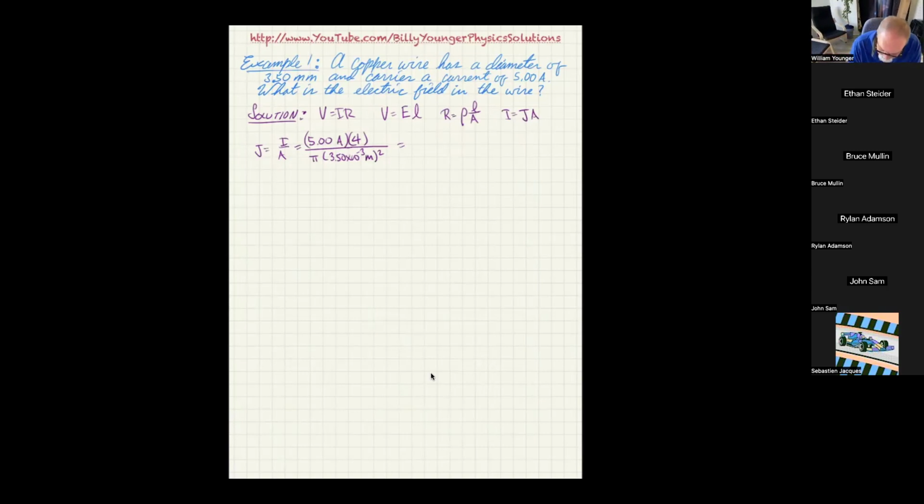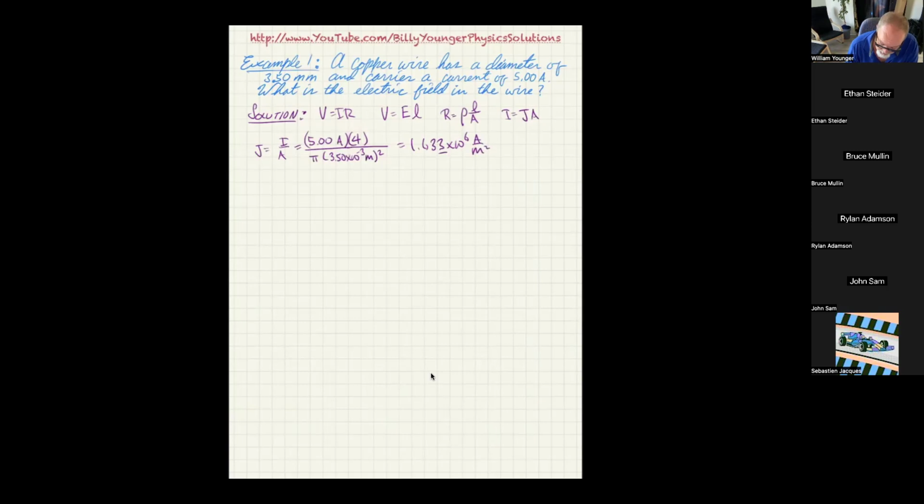1.633 times 10 to the 6 amps per square meter. That should have 3 sig figs. So really, this extra 3 is there.